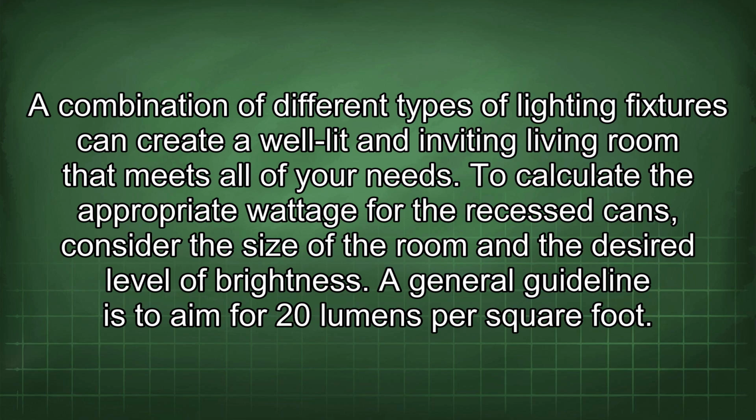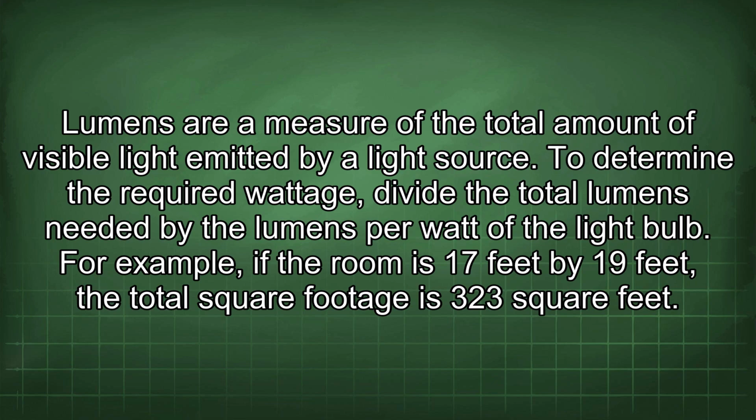To calculate the appropriate wattage for the recessed cans, consider the size of the room and the desired level of brightness. A general guideline is to aim for 20 lumens per square foot. Lumens are a measure of the total amount of visible light emitted by a light source. To determine the required wattage, divide the total lumens needed by the lumens per watt of the light bulb.